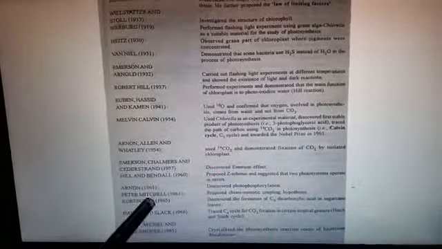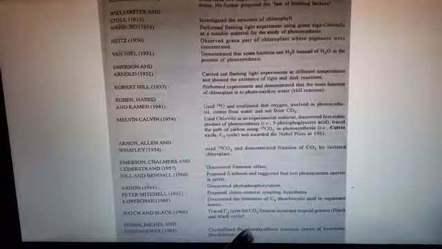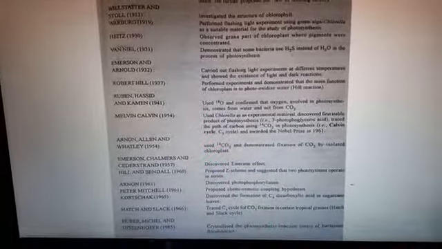Arnon in 1960 discovered photophosphorylation. Hatch and Slack traced the C4 cycle for CO2 fixation in certain tropical grasses, the Hatch-Slack cycle. This is all about the history and discovery of photosynthesis.